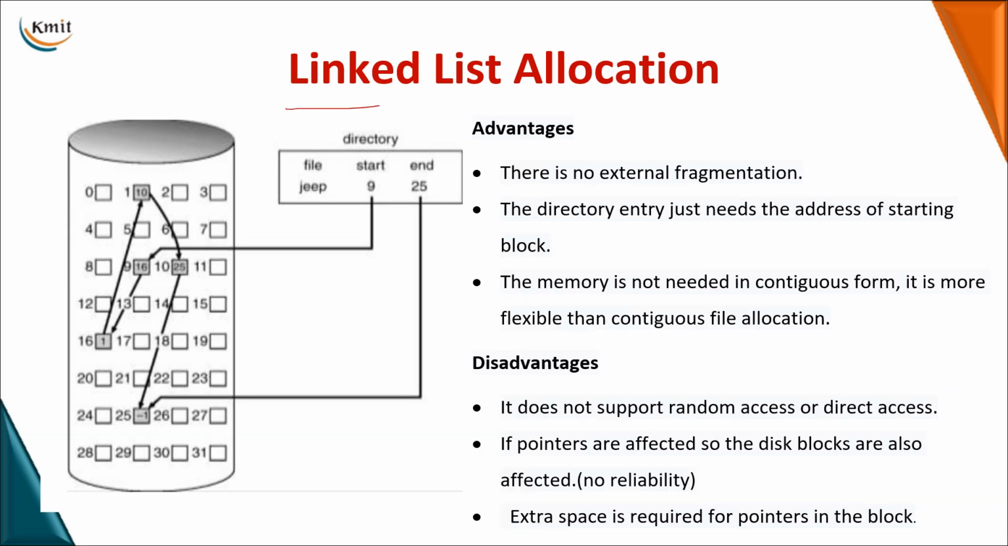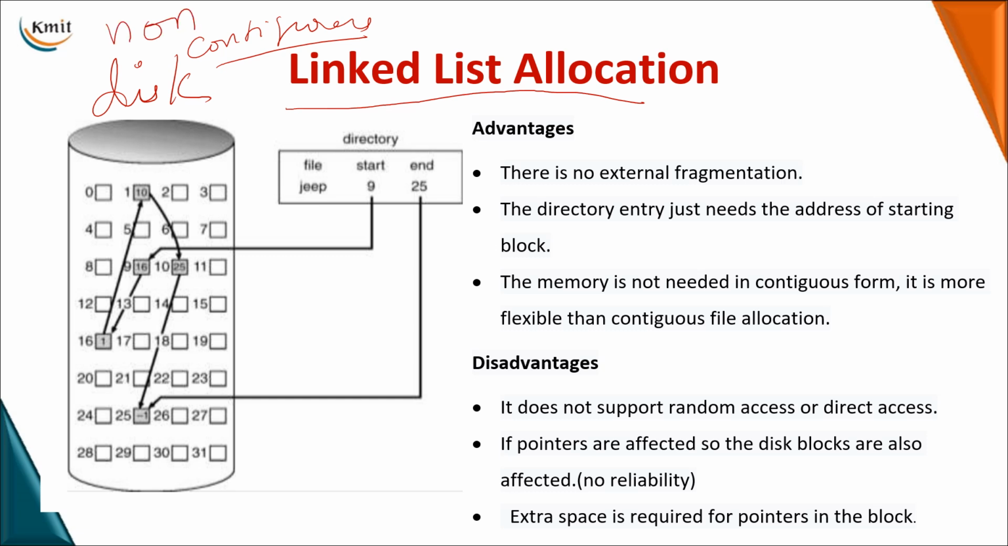To overcome the problems of fragmentation here, we go for the next type of allocation, which is nothing but linked list allocation. As we know, this is your disk and this contains multiple blocks. Unlike contiguous allocation, where you are storing the data continuously, linked list is related to non-contiguous file allocation, where the blocks can be at different places, they need not be adjacent to each other.